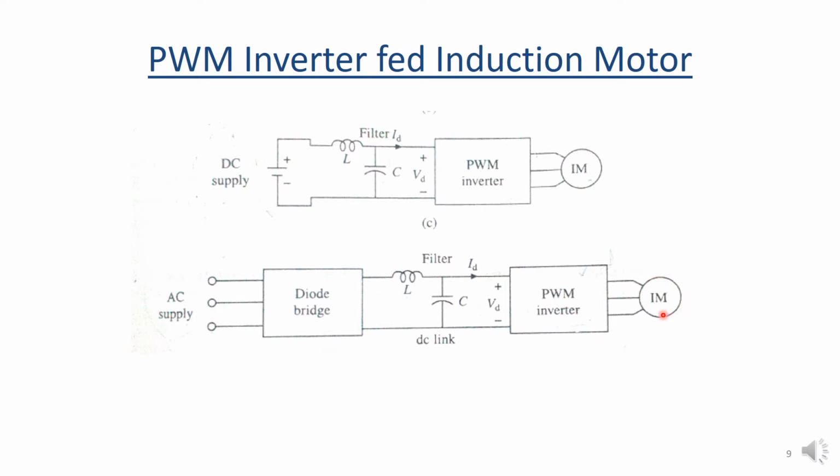If you want to vary the voltage and the frequency to the stator of the induction motor, we just vary the modulation index of the PWM inverter. That's applicable to both these cases.